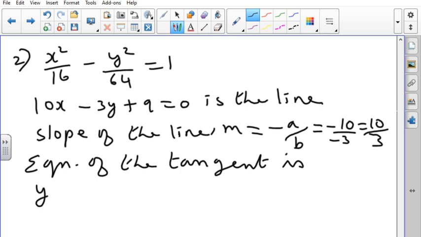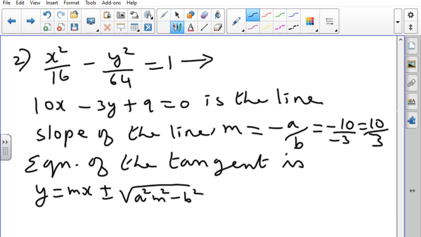So, it is y is equal to mx plus or minus root of a square m square minus b square. So, this is the equation of the tangent to the hyperbola. So, this is the equation of the hyperbola. So, from this, what is a square? A square is equal to 16 and b square is equal to 64. So, now substitute all this here.